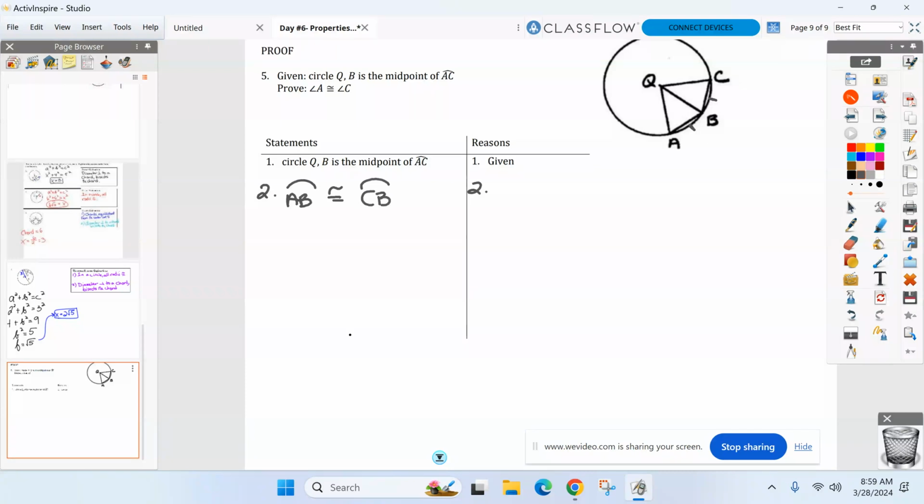And the reason isn't changing either. What would we usually put here? Usually we do it for segments, but now we're doing it for arcs. Definition of midpoint.